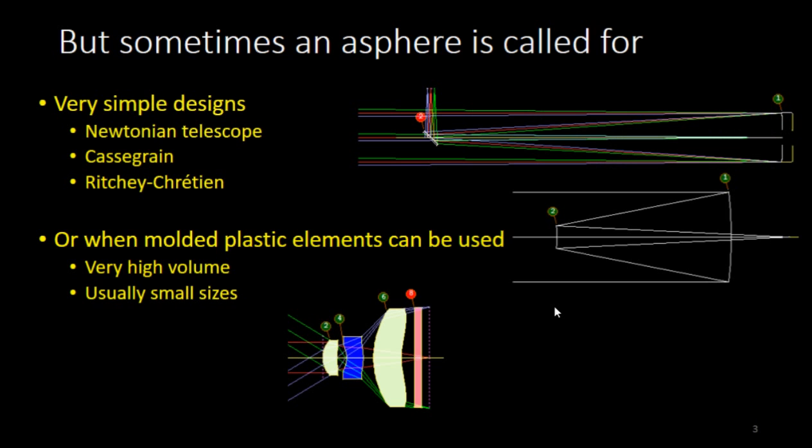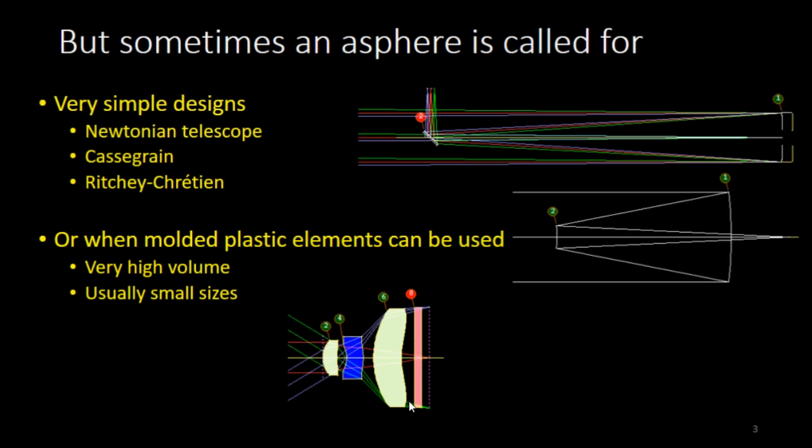But sometimes an asphere is called for. For example, in simple designs like the Newtonian telescope and the Cassegrain telescope. Or it's also useful when you're going to use molded plastic optics, such as is shown here.